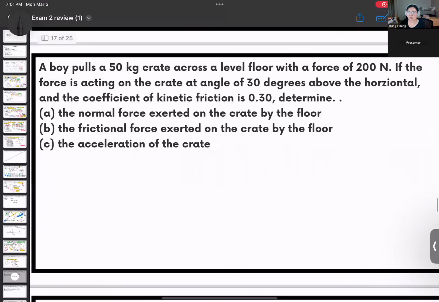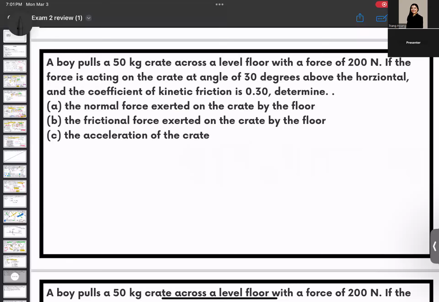Okay. A boy pulls a 50 kilogram crate at a constant velocity across a rough floor. Rough floor should send ding dings off in your head, telling you that there's friction of some kind. You're going to have to count that into your free body diagram, into your problem solving.